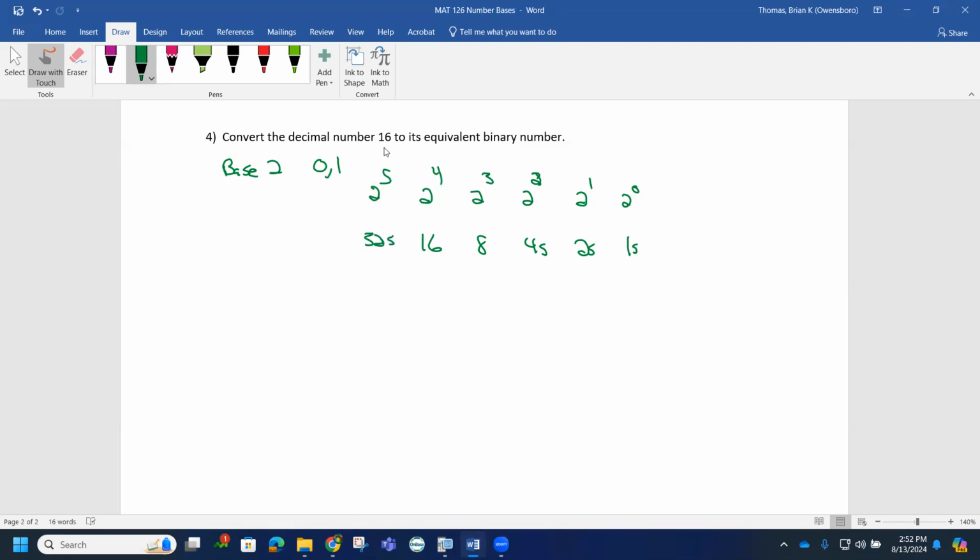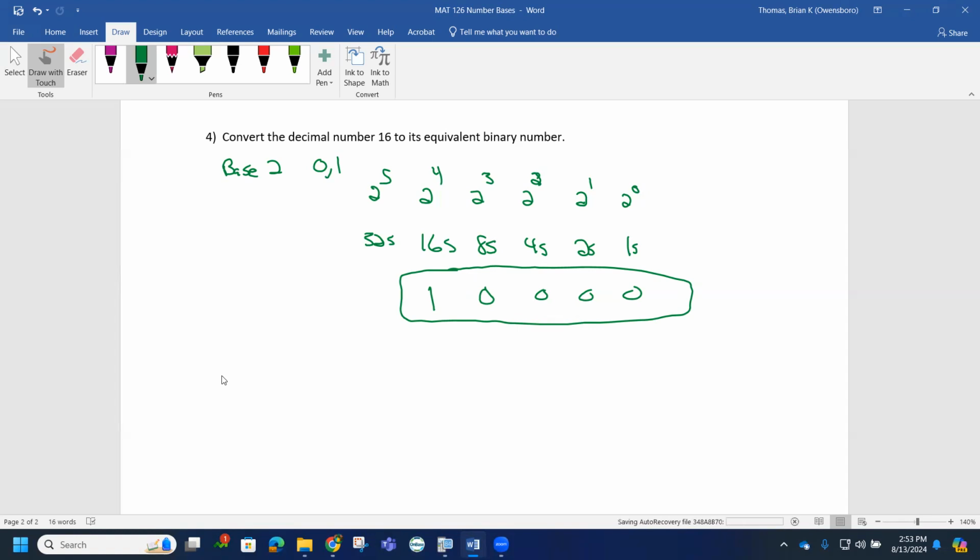So if we look at this 16, if we look at our place value, we want to figure out how far out we can go. Well, notice that 16 would actually be 1, 2, 3, 4, the fifth place out. So 1 sixteen, and then if I turn everything else to zeros, 1, 0, 0, 0, 0. So 1, 0, 0, 0, 0 means 1 sixteen, no eights, no fours, no twos, no ones. So that would represent 16 in the base 2 system.